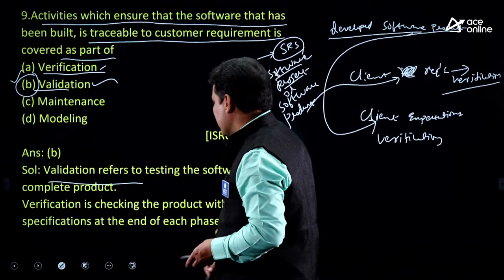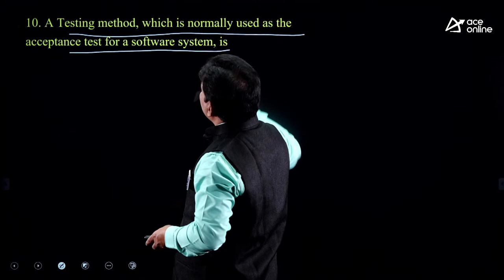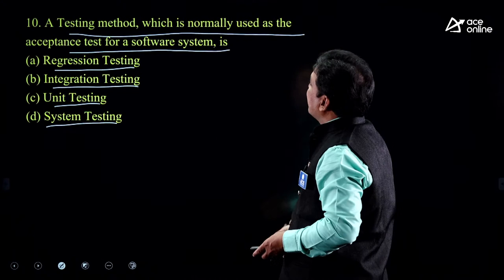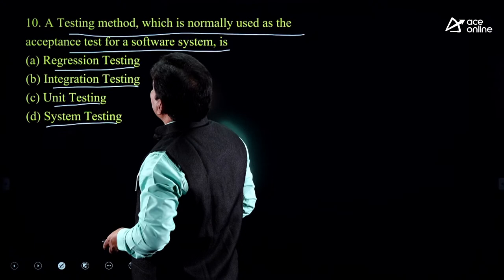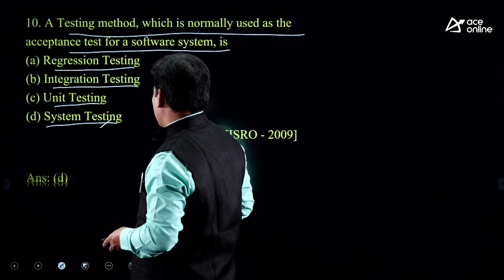A testing method which is normally used as the acceptance test for a software system is regression testing, integration testing, unit testing, or system testing. A testing method which is normally used as an acceptance test. So which one comes under acceptance test here? System testing, right? So the answer is D, right?